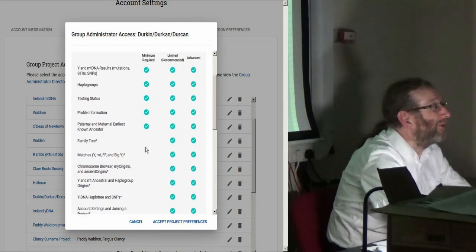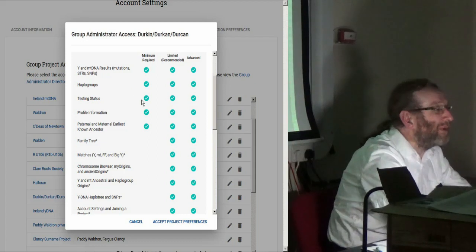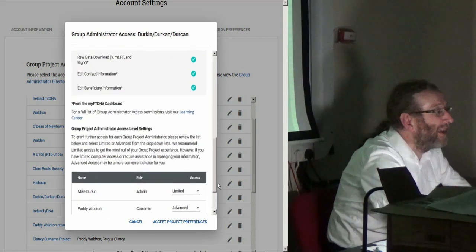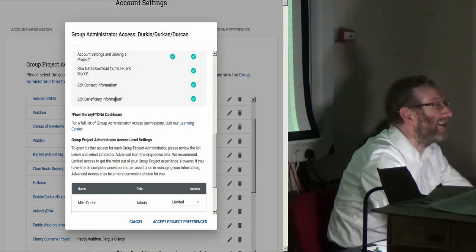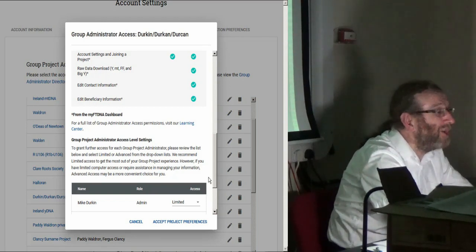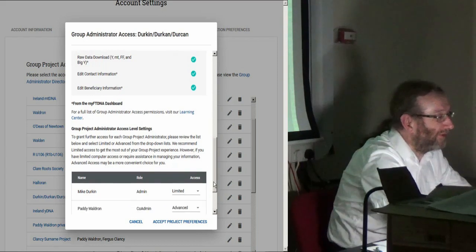Minimum access allows the administrator almost nothing. You might as well not be in the project as give the administrator minimum. You should give at least limited. And if you really trust the administrator, you can give advanced, which allows things like downloading your raw data, editing your beneficiary information. If you fall under a bus tomorrow morning and you want your descendants to still have access to your DNA, you better have named a beneficiary or given the project administrator those rights.